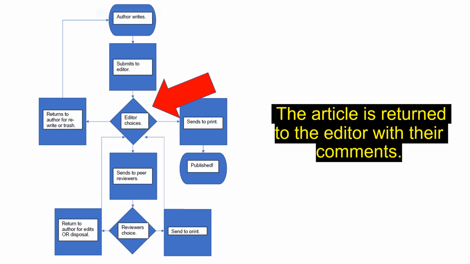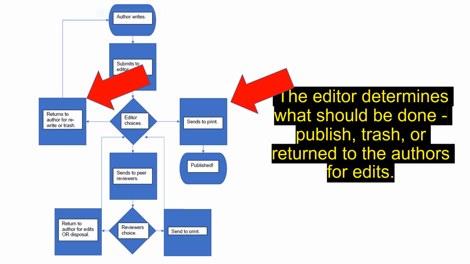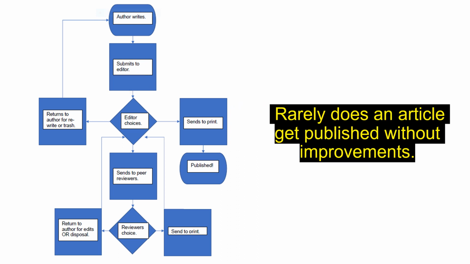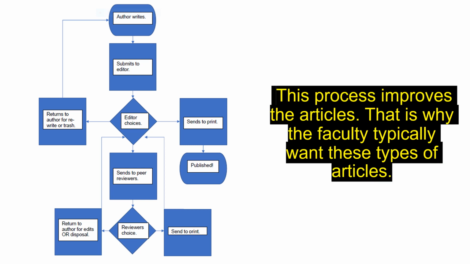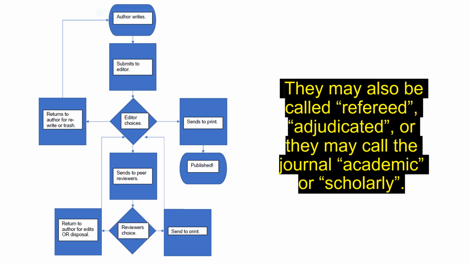The article is returned to the editor with their comments. The editor determines what should be done: publish, trash, or return to the authors for edits. Rarely does an article get published without improvements. This process improves the articles. That is why the faculty typically want these types of articles. They may also be called refereed, adjudicated, or they may call the journal academic or scholarly.